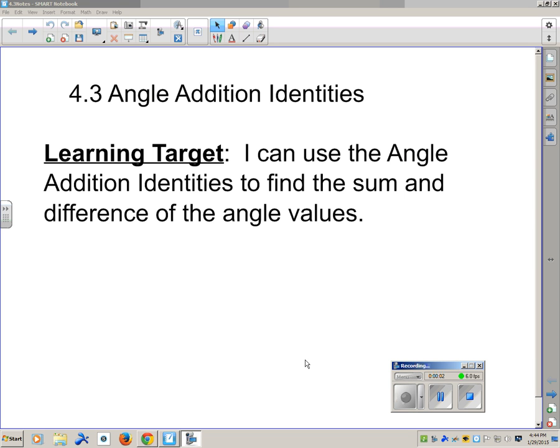All right, so 4.3 is on angle addition identities. You're going to want to have out your yellow identity sheet because we're going to be writing these on that sheet. So when it gets to that point, you'll want to pause the video so that you can write these down. Our learning target is that we can use the angle addition identities to find the sum and difference of the angle values.